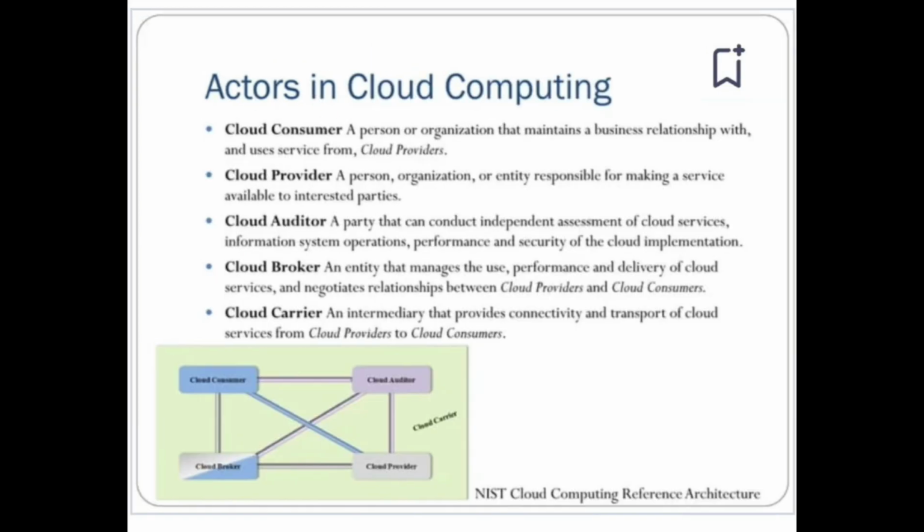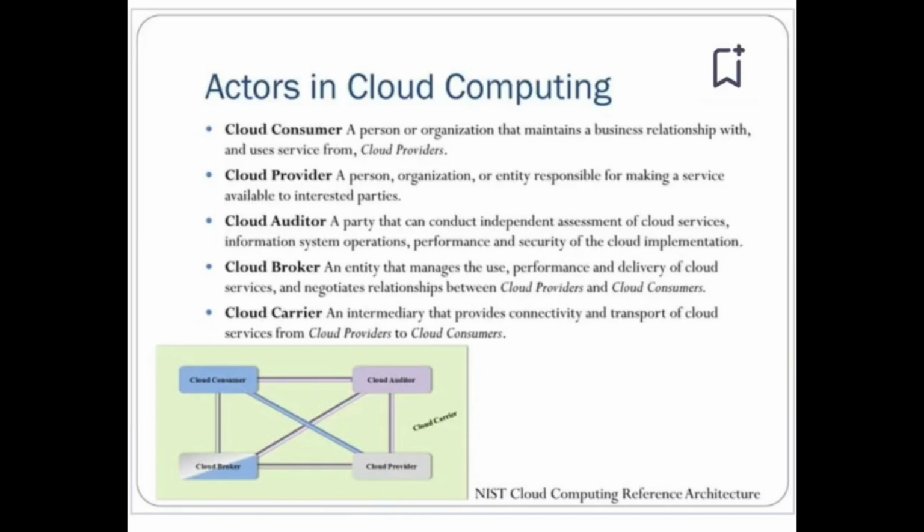Actors in cloud computing. Cloud consumer: a person or organization that maintains a business relationship with, and uses service from, cloud providers. Cloud provider: a person, organization or entity responsible for making a service available to interested parties.